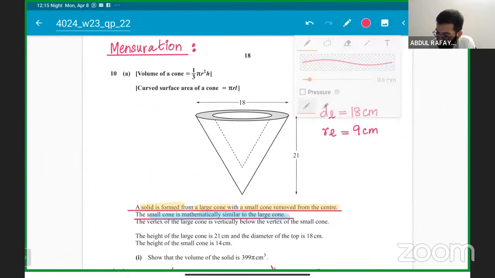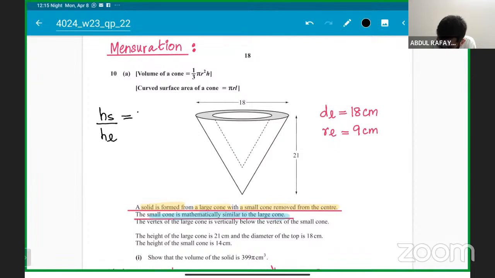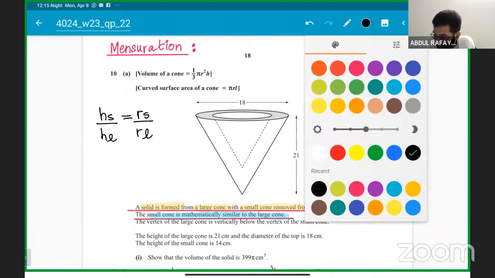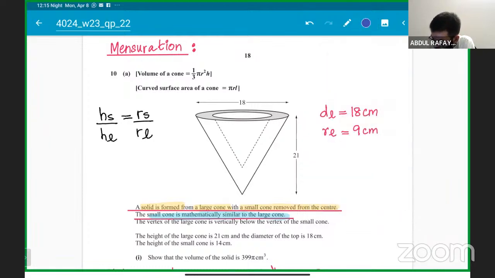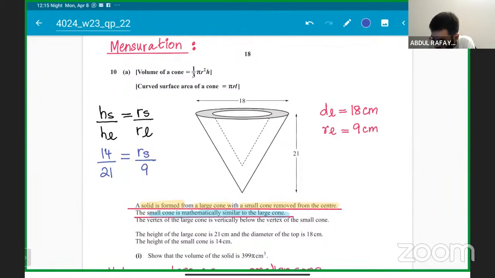What we'll have to do is find it using the proportion method. The height of the smaller cone divided by the height of the larger cone is equal to the radius of the smaller cone divided by the radius of the larger cone. That is how we'll keep the ratios. The height of the smaller cone is 14, the height of the larger cone is 21, the radius of the smaller cone we don't know, and the radius of the larger cone is 9 centimeter.